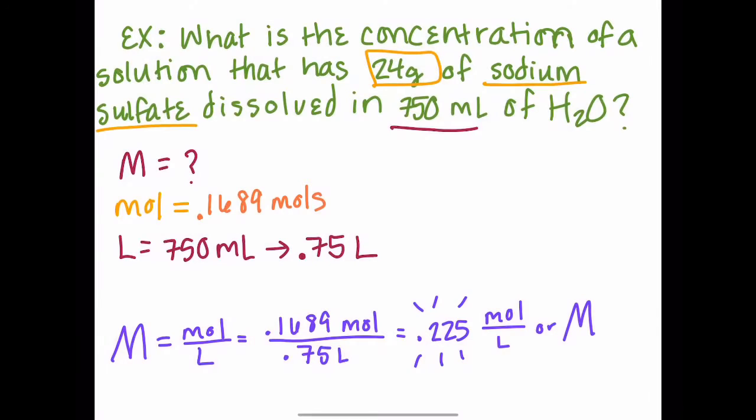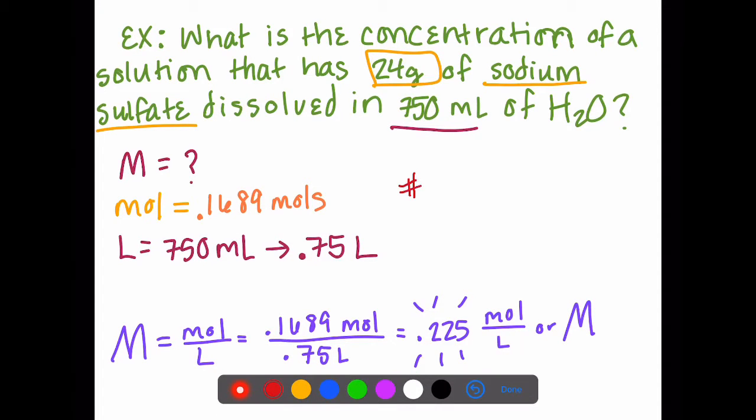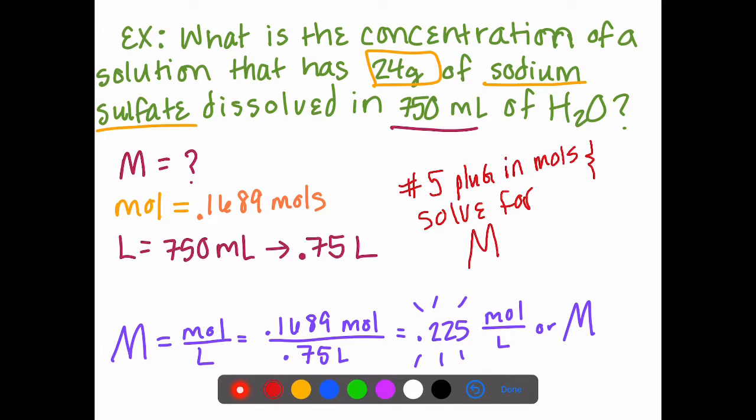The last thing I have to do is go ahead and convert my grams into moles. Actually, it's not the last thing. I've got to convert my grams into moles so that I can solve for molarity at the very end. So now all I'm going to have to do is plug in that number of moles that I just found into my molarity problem, and I get 0.225 molar.